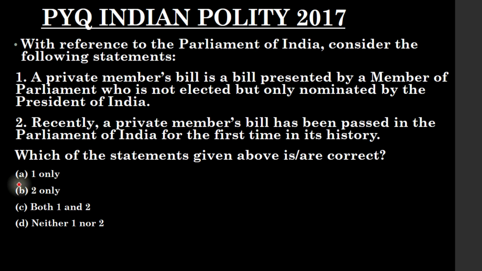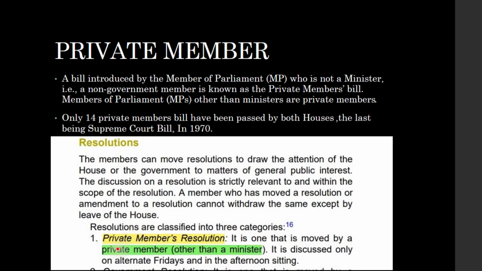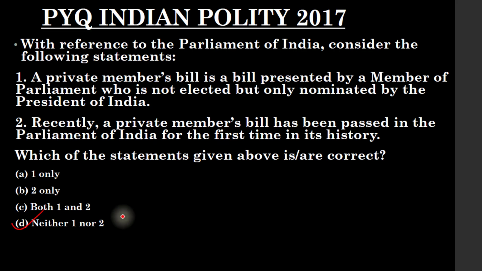Option A, 1 only. Option B, 2 only. Option C, both 1 and 2. Option D, neither 1 nor 2. And the correct option is option D, neither 1 nor 2. Any MP, other than a minister, is a private member, and hence the bill introduced by such a person is called a private member bill. Therefore, statement 1 is wrong. With that, we eliminate option A and C.